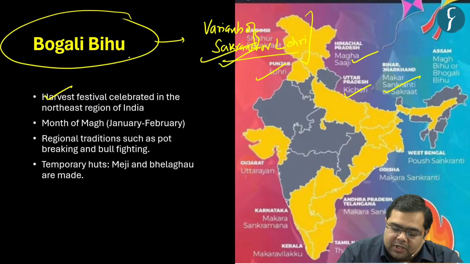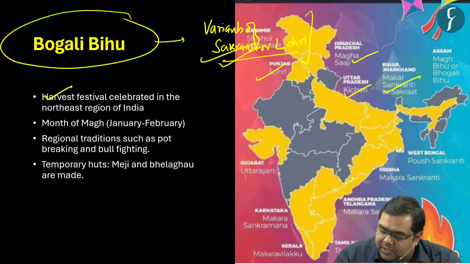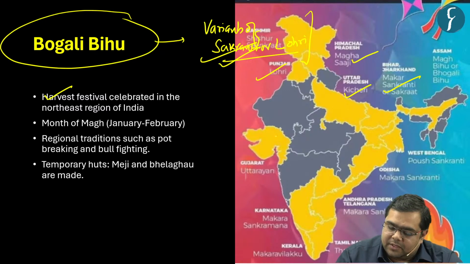In Assam, specifically, it is called Bogali Bihu. And similarly, on the map, you can see that in various states, it is known by a different festival name. For example, in Gujarat, it is called Uttarayan, and so on and so forth.